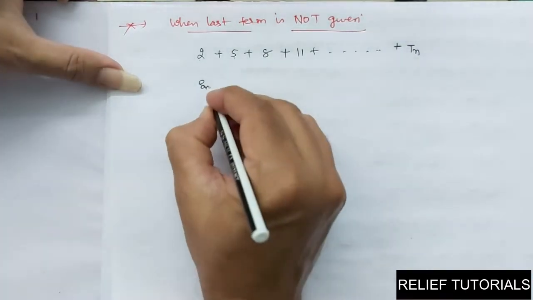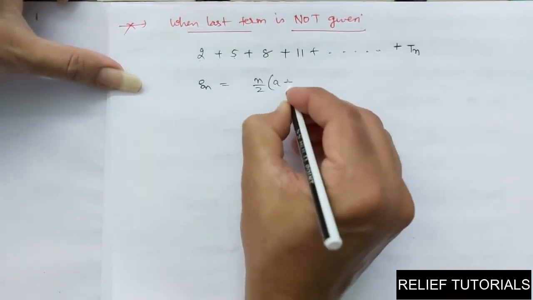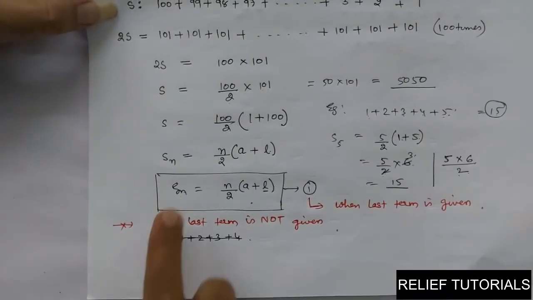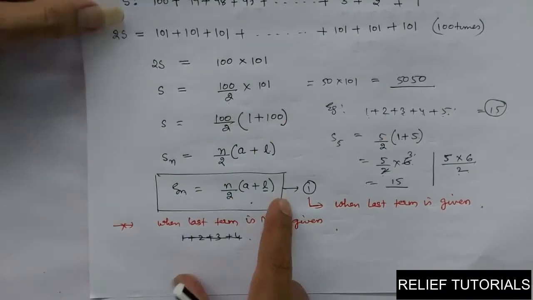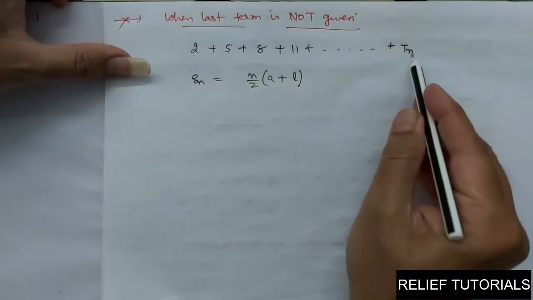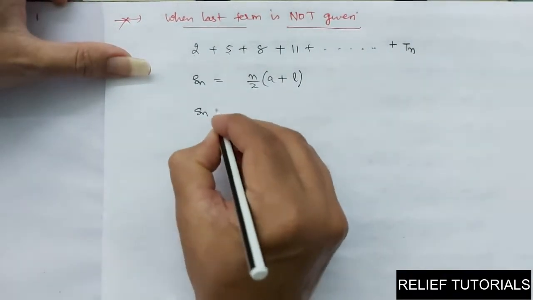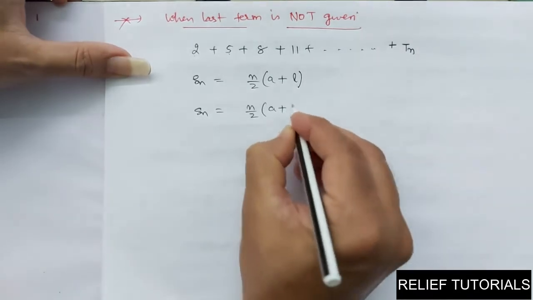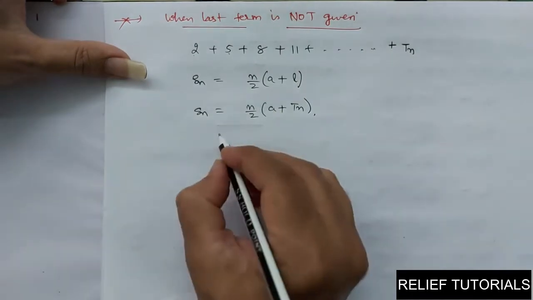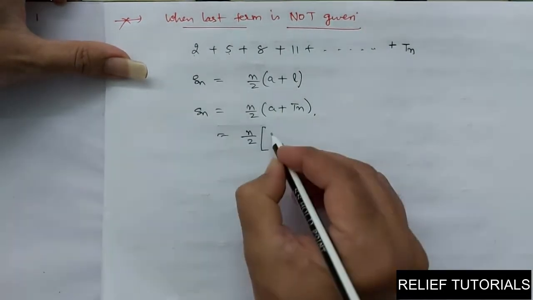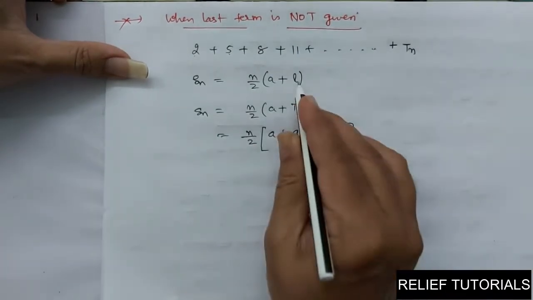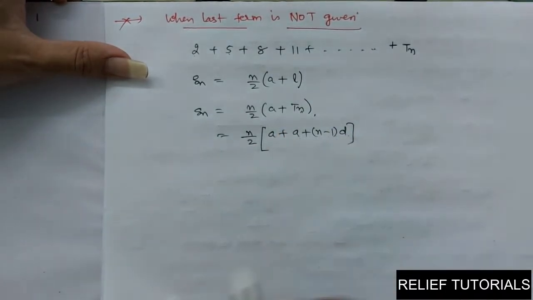So what formula do we have? Sn equal to n by 2 into A plus L, last term. This is the formula we have derived. Sum to n terms is equal to n by 2 into A plus L. But here the last term is not given. Let the last term be the nth term, so we can say it is Tn. Sn equals n by 2 into A plus the nth term. And we have learned in the previous lecture that Tn means A plus n minus 1 into D. The last term is the nth term, and the nth term is A plus n minus 1 into D.